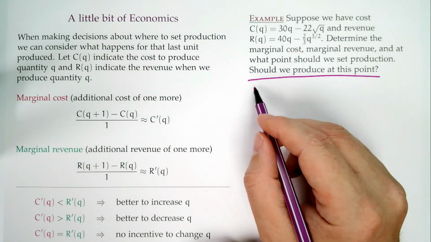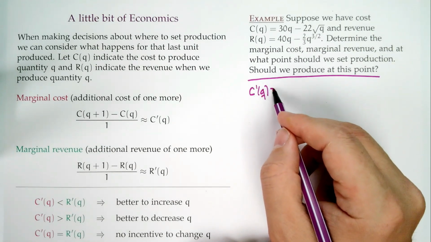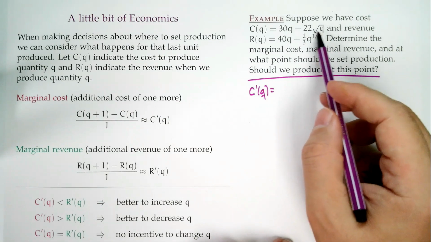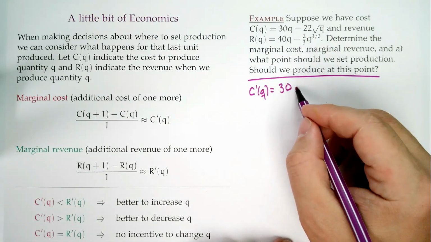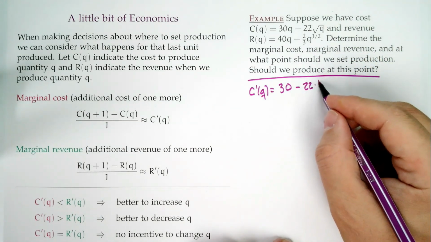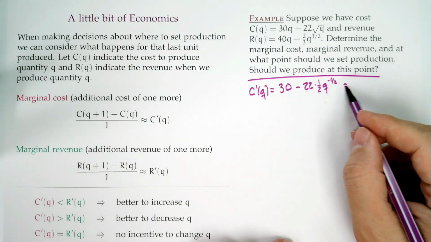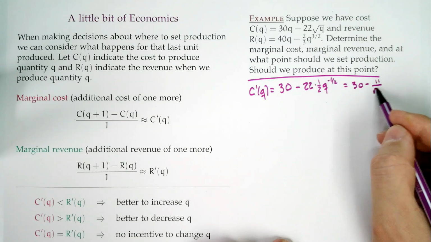So marginal cost is just a fun way of saying the derivative of the cost. So we take the derivative. And remember, square root of Q is really Q to the 1/2. The derivative of 30 times Q is 30. Then we have 22. The derivative of Q to the 1/2 is 1/2 Q to the negative 1/2. So we can simplify this by saying this is 30 minus 11 over square root of Q.